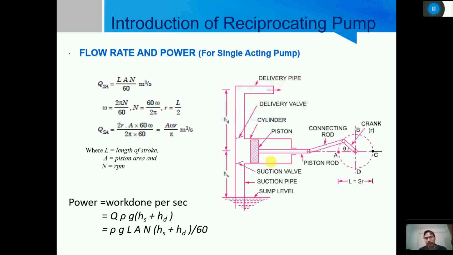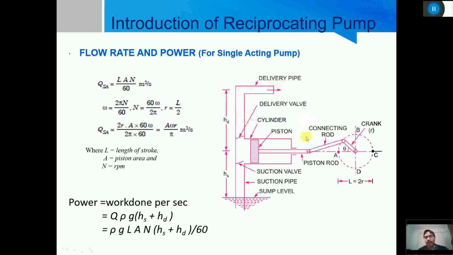In that case, when the suction stroke is completed and at the beginning of the delivery stroke, the suction valve should be closed and the delivery valve should be opened. But because of the larger length of the suction pipe, inertia forces are present, and because of the inertia, this valve remains open for some duration, even after the starting of the delivery stroke. So some of the liquid is coming inside the cylinder and going directly to the delivery side.